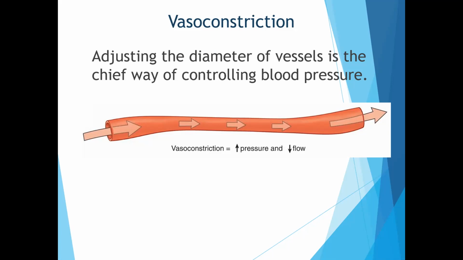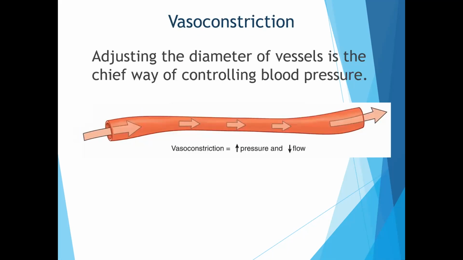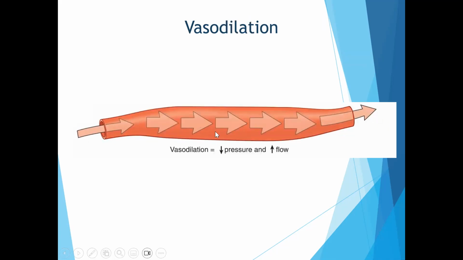So increased pressure and decreased flow with vasoconstriction. Vasodilation, we're going to have decreased pressure, but increased flow. So vessels get smaller, resistance goes up, pressure goes up, flow goes down. Vessels get bigger, pressure goes down, flow goes up, resistance goes down.